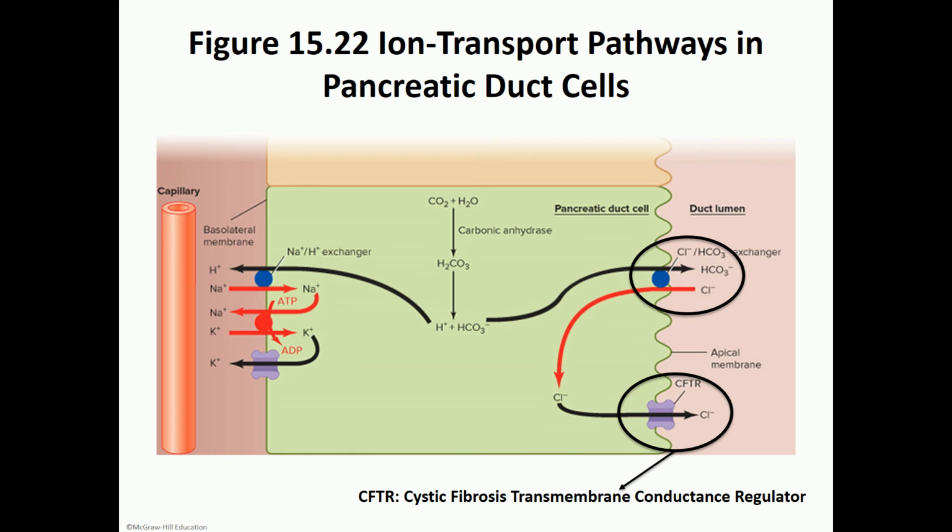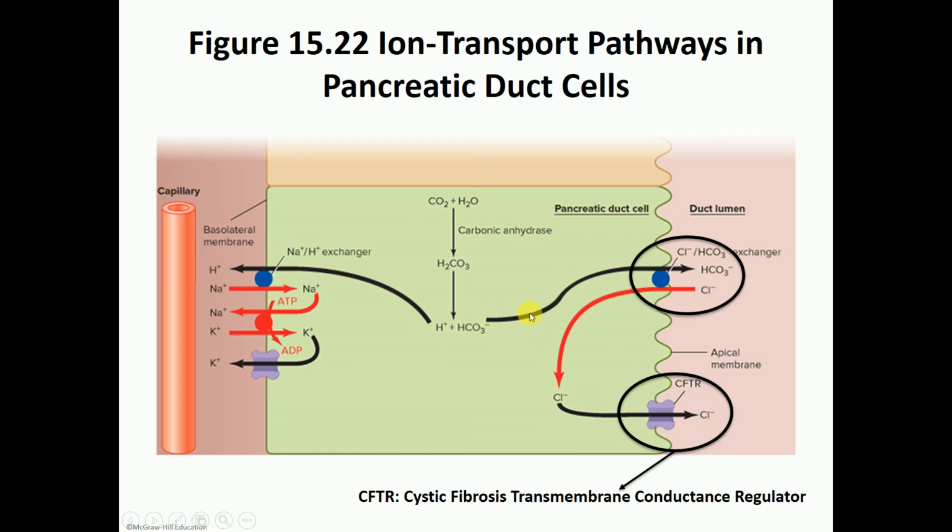Now, how do the pancreatic duct cells actually make bicarbonate? Well, again, this is your pancreatic duct cell. This is the lumen of the duct. And this is the basolateral membrane that is by the capillary. Within the pancreatic duct cell, carbon dioxide combines with water through that infamous enzyme known as carbonic anhydrase to make carbonic acid.